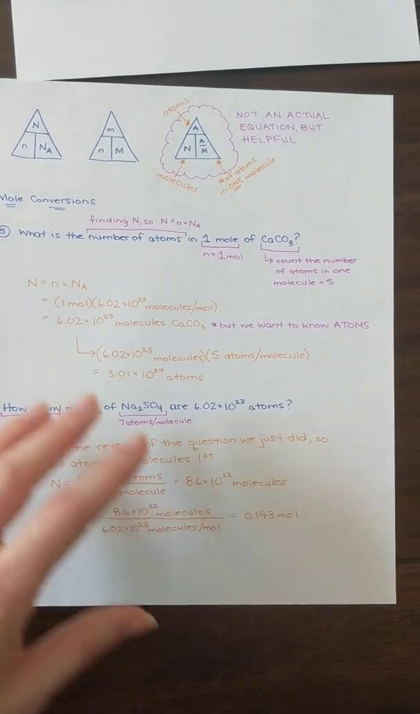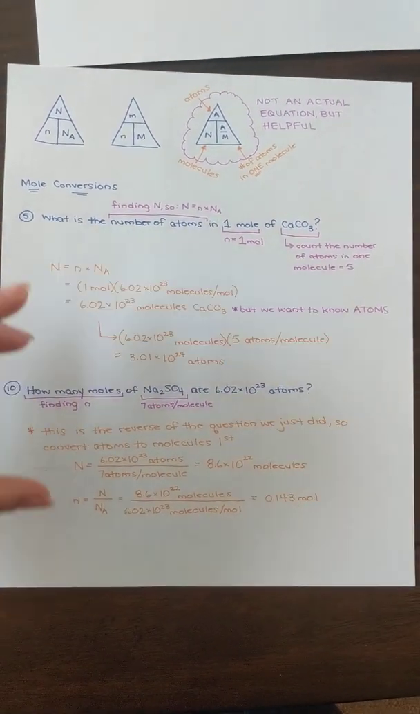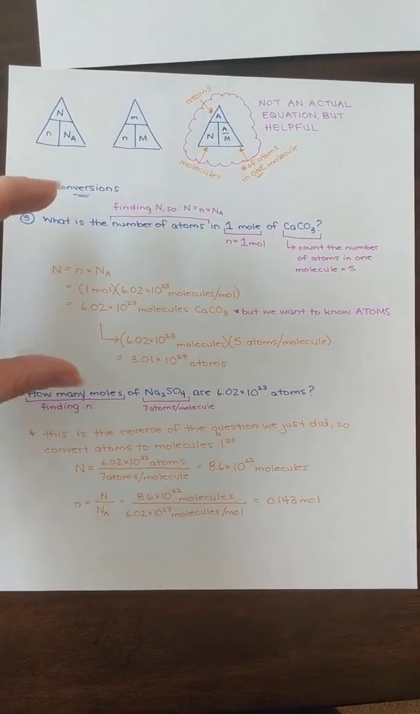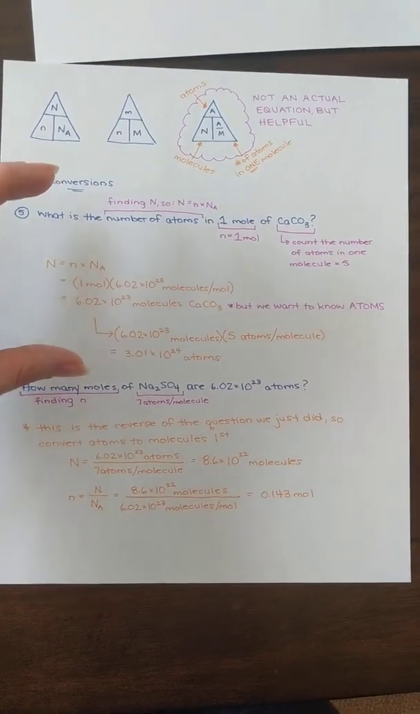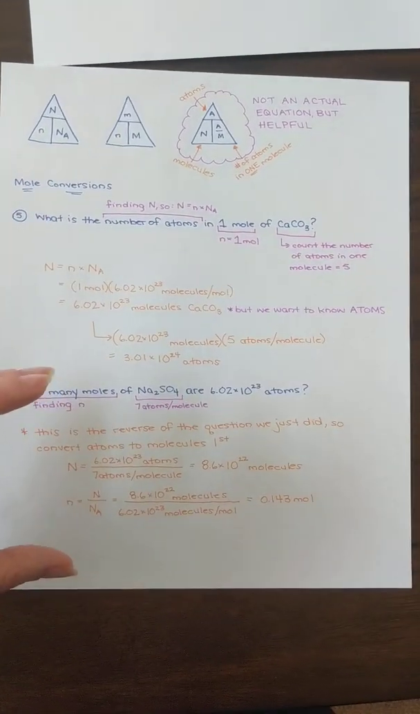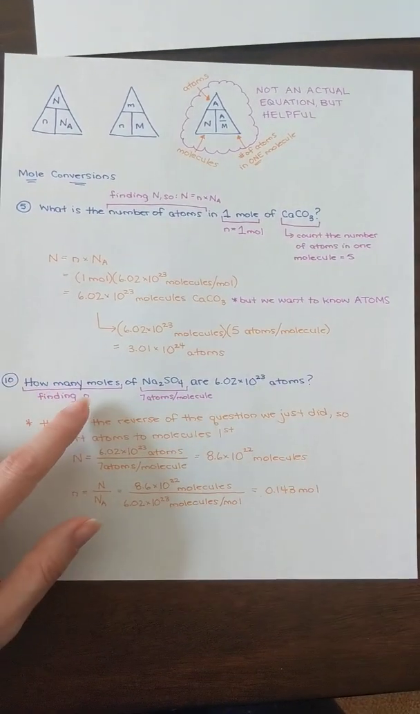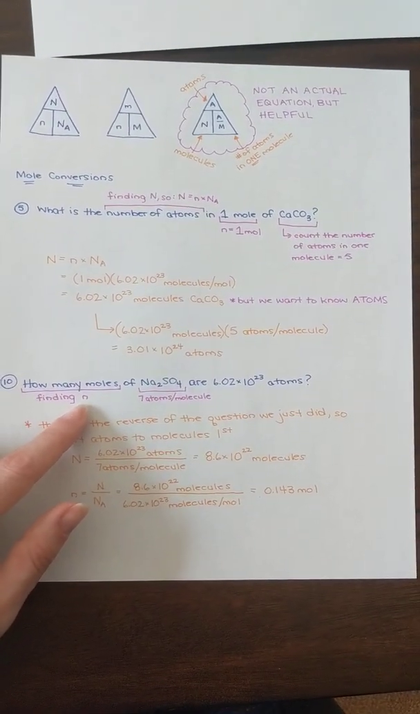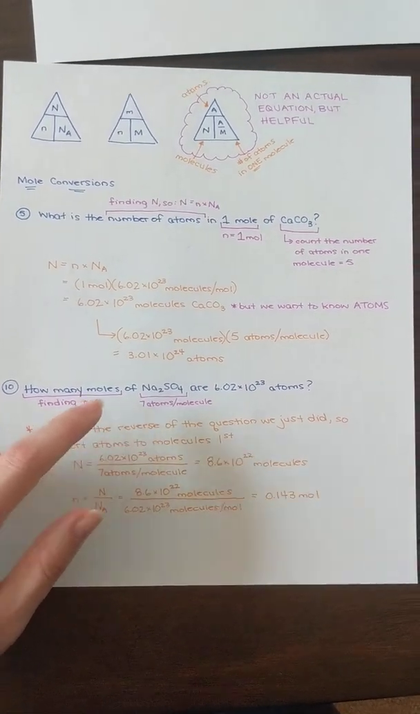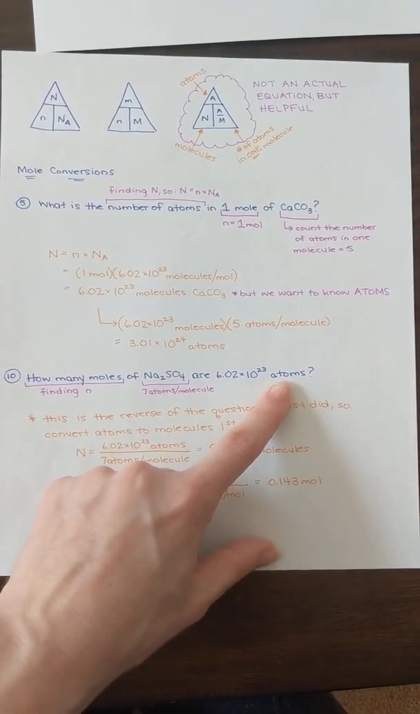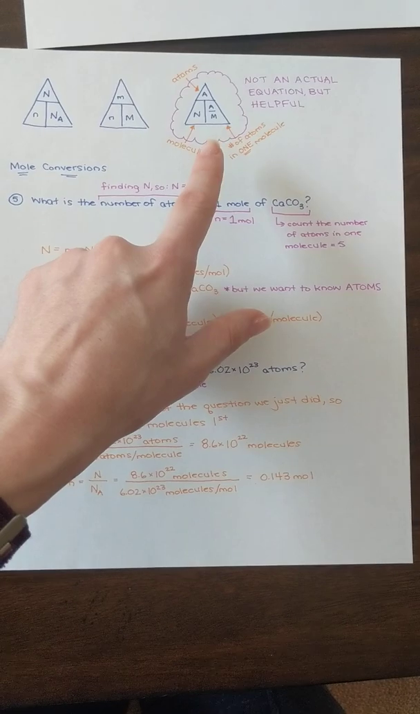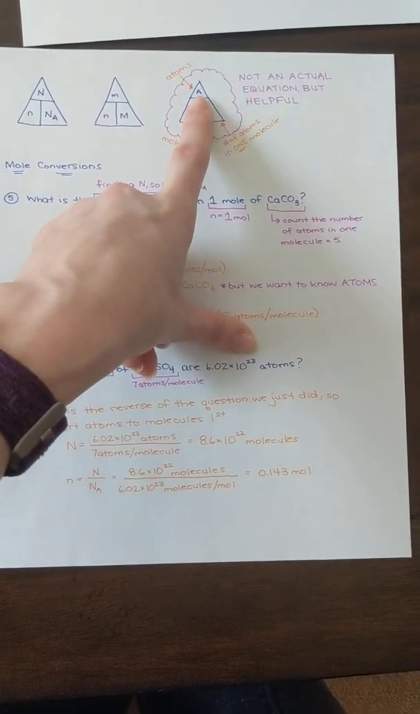Question 10 I chose because it's the exact reversal of number 5. In number 5, we started with moles and we were trying to find atoms. In number 10, we're going to start with the number of atoms and try to find moles. So we're trying to find our n value. So if we start with the number of atoms, we're going to have to go to this triangle first. So we have the number of atoms.